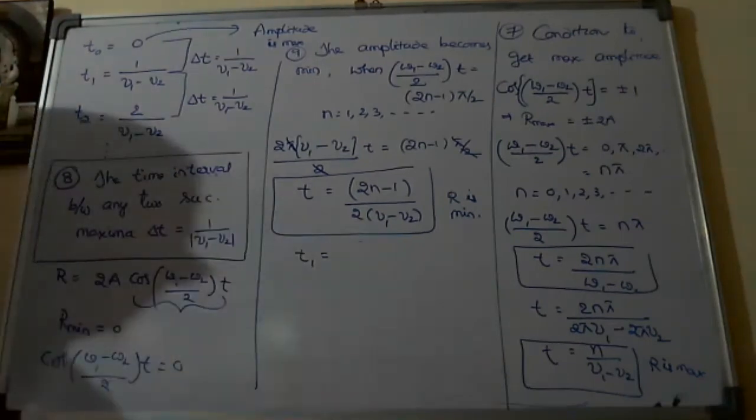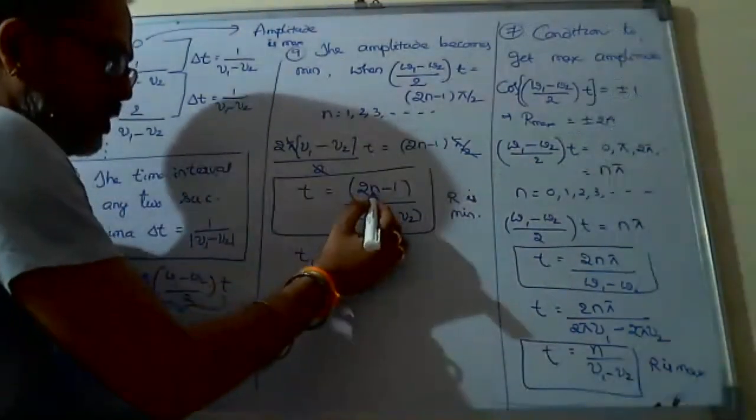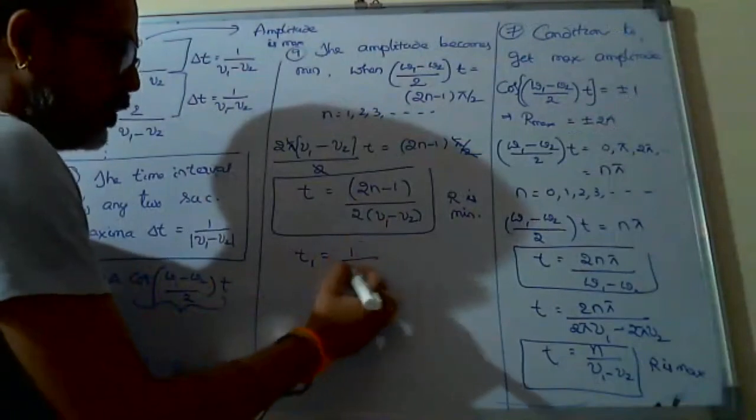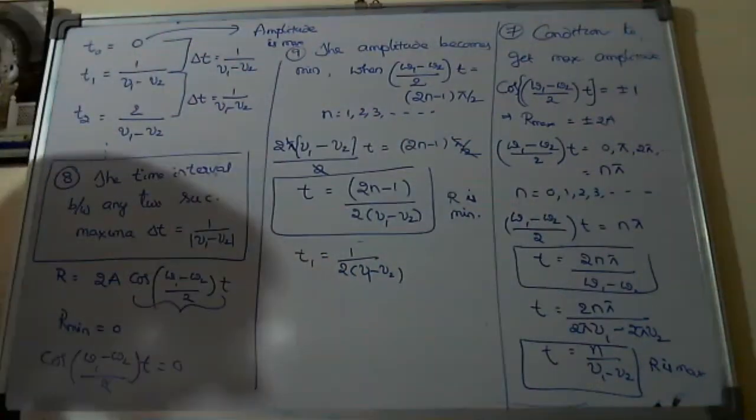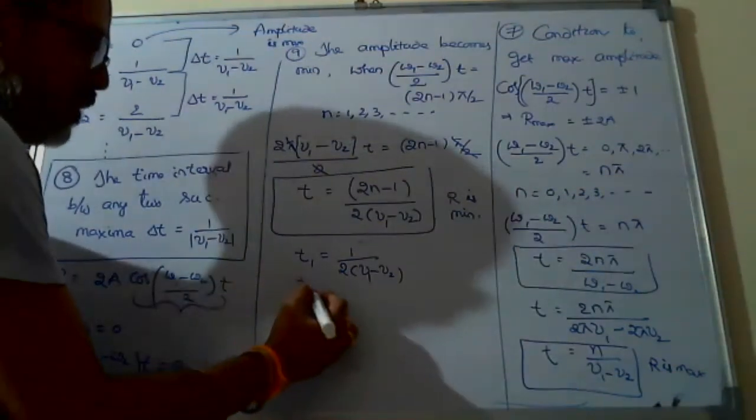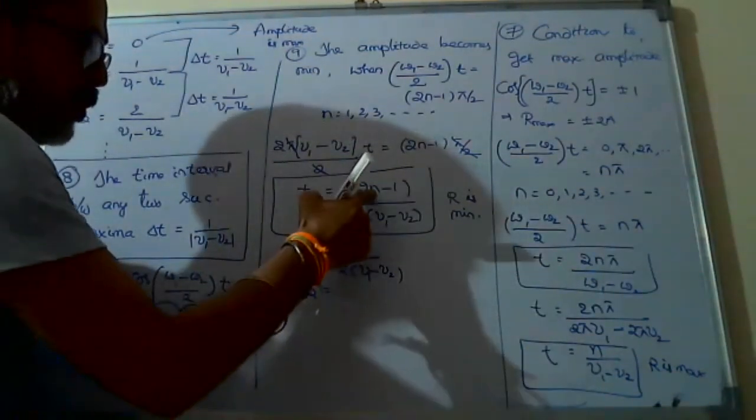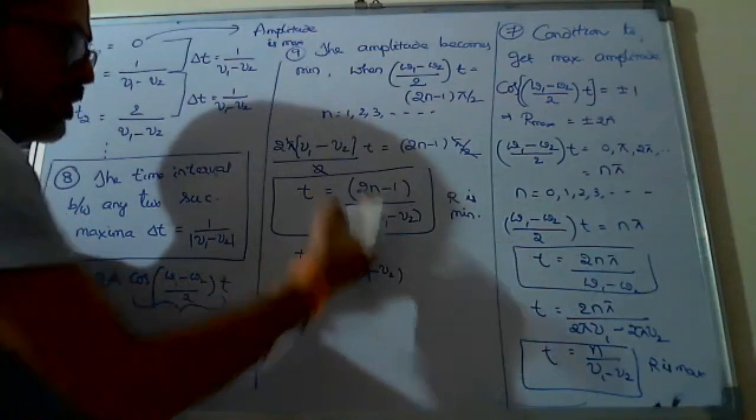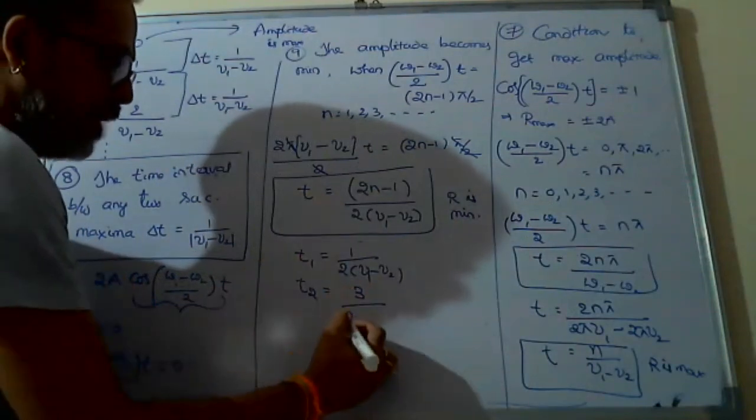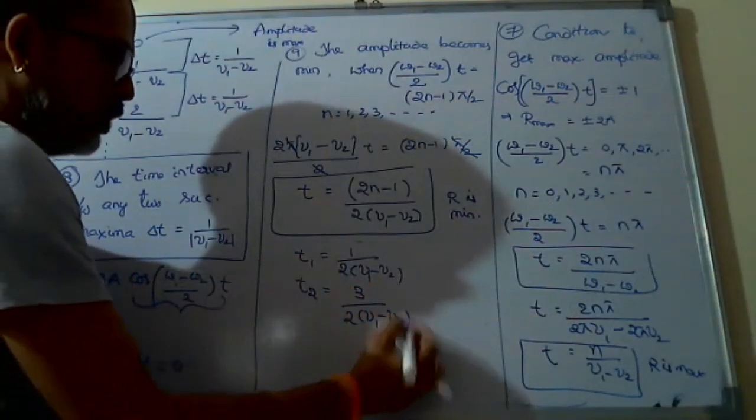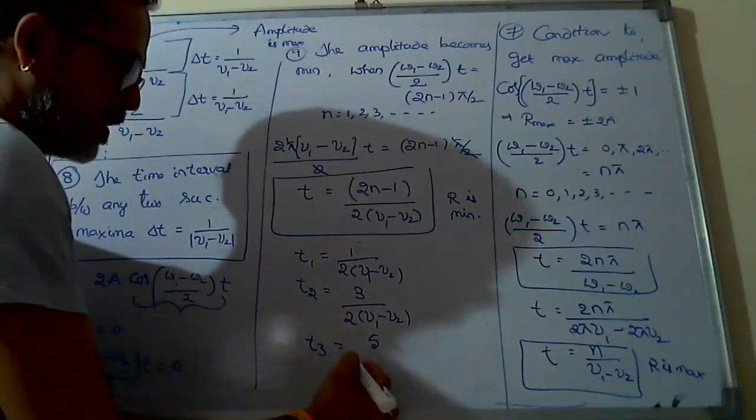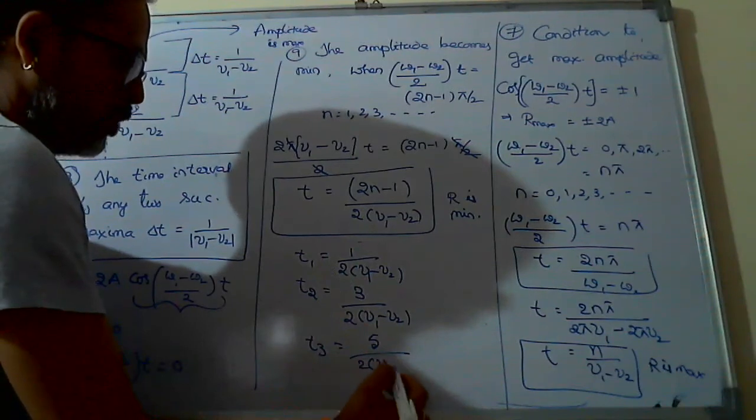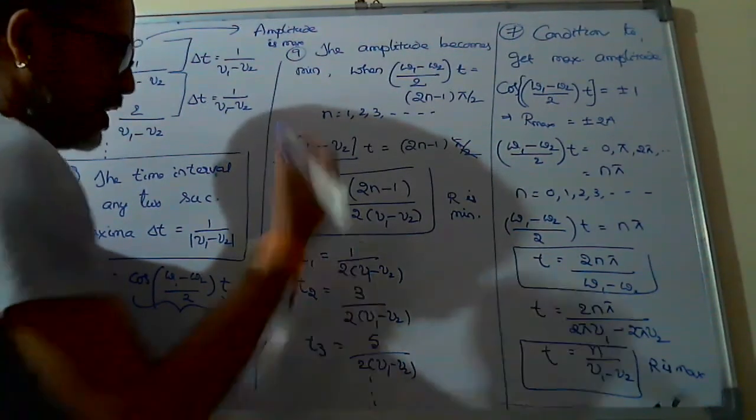First time, putting n equals 1, you will get 1 by 2 into mu 1 minus mu 2. The second time, minimum is obtained by putting n equals 2, then you will get 3 by 2 into mu 1 minus mu 2. Next we write 5 by 2 into mu 1 minus mu 2; you are getting odd numbers, and so on.